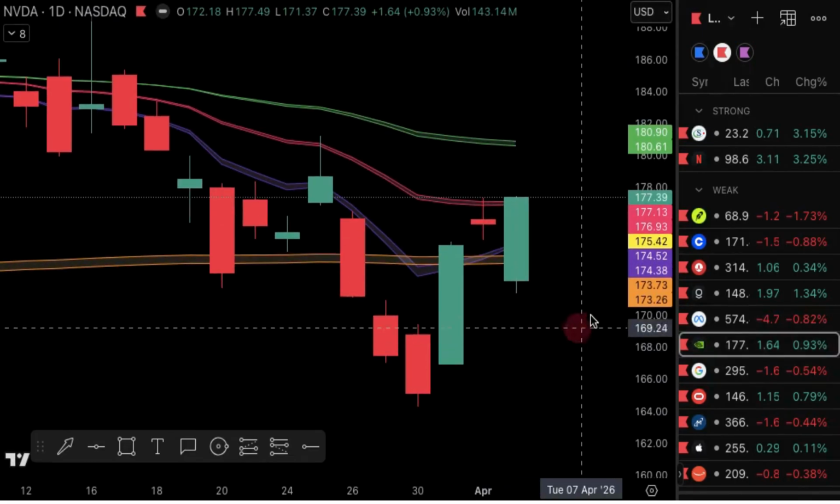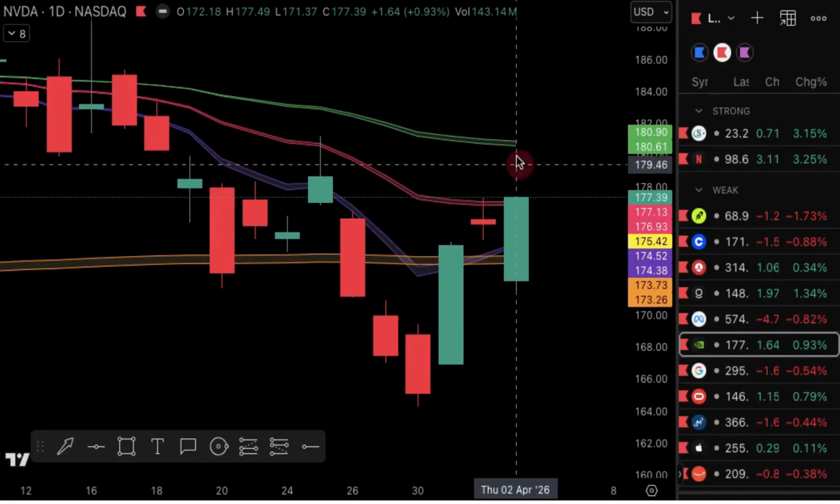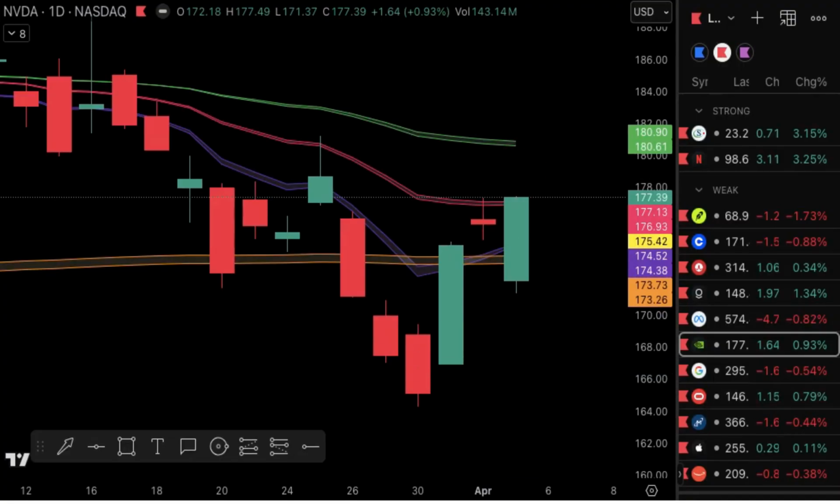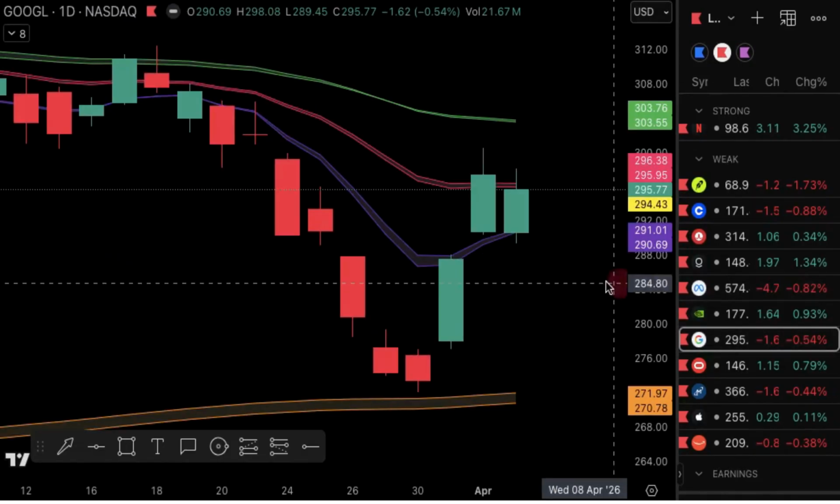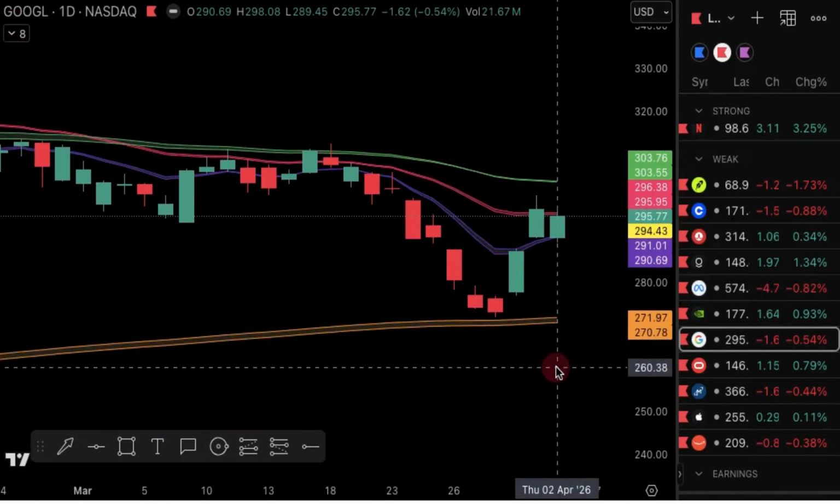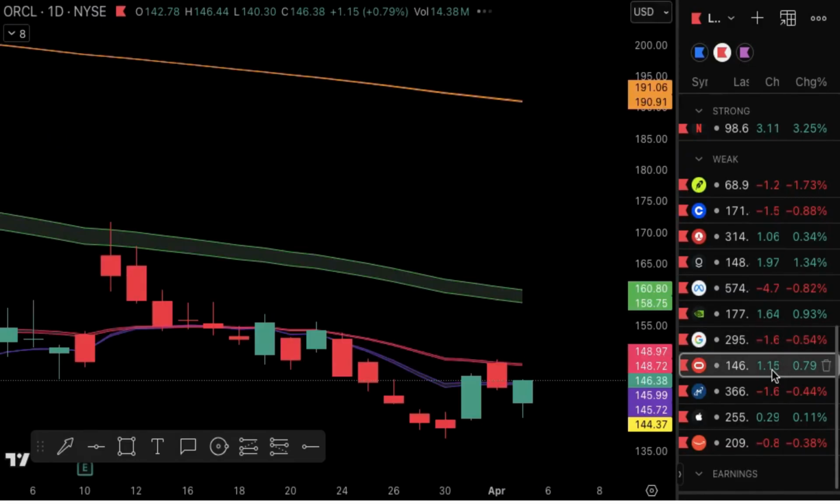NVIDIA, another strong one, ripping through these EMAs. You have some room up until the 50 EMA. I'm going to leave it alone, again, in the middle of the EMAs. I don't really love to get involved. Another one kind of in the middle of all these EMAs. I don't think I'm going to touch this one either.